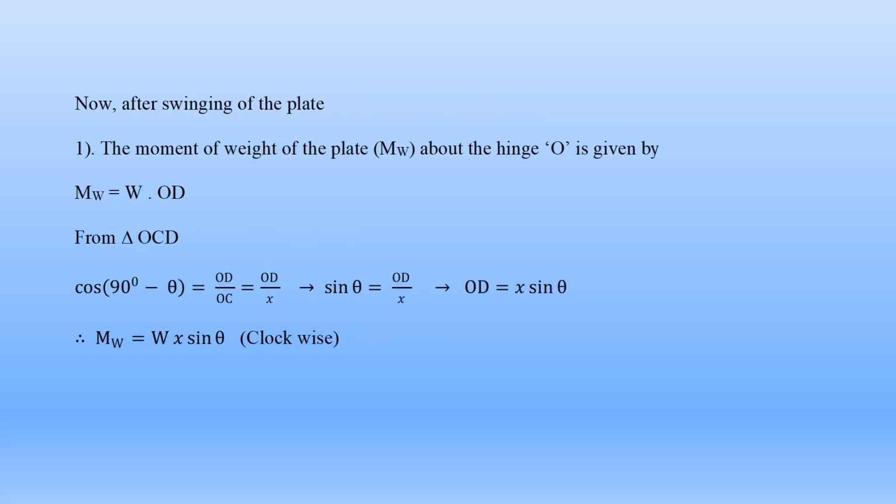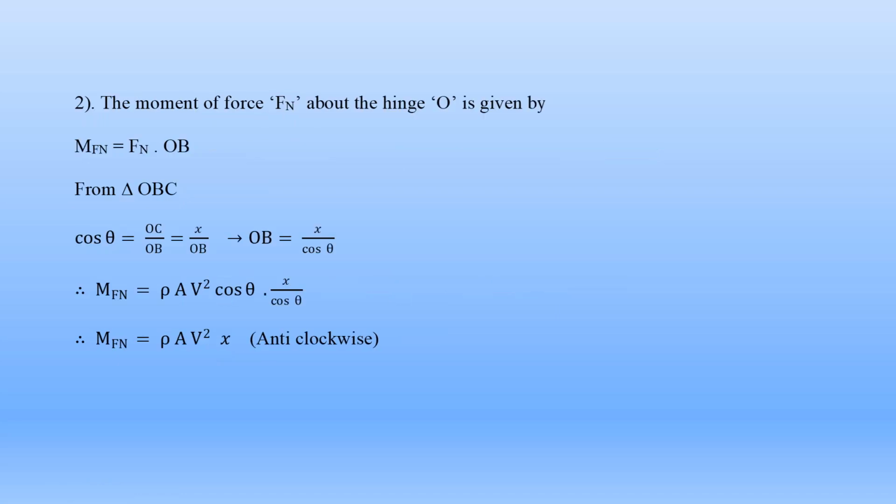One is the moment of the weight of the metal plate, W x sin theta. Next one is the moment of the force Fn about hinge point O, rho A V square into X. You know that the algebraic sum of the moments about the hinge is always equal to 0. That is the condition of hinge. Already you might have studied in the strength of materials. If the beam is having the hinge support, since the hinge allows the rotation, the moment of all forces acting on the beam about that hinge is always 0.